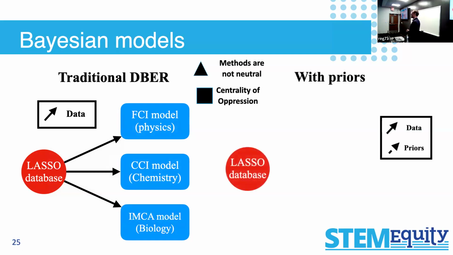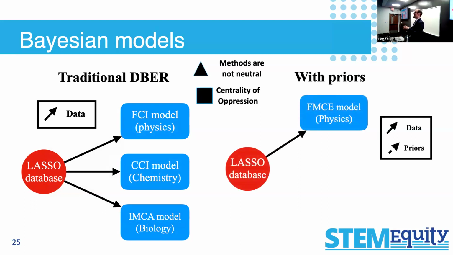Actually, we had an advantage. In the LASSO data set, I grabbed data from another physics assessment, the Force and Motion Conceptual Evaluation. Said, okay, let's analyze that. Let's see how much inequity is in there. And whatever that is, that's probably a decent guess for how much inequity we're going to see in the next instrument.